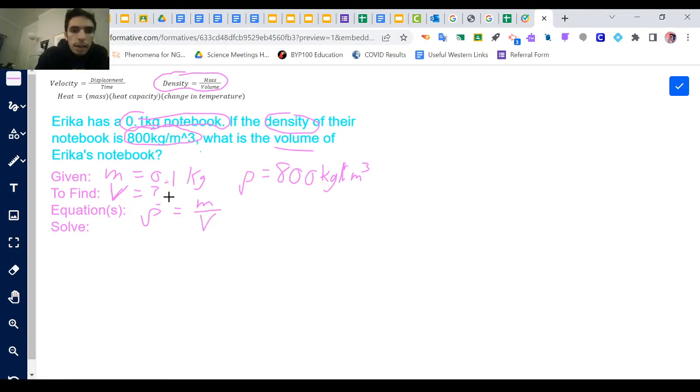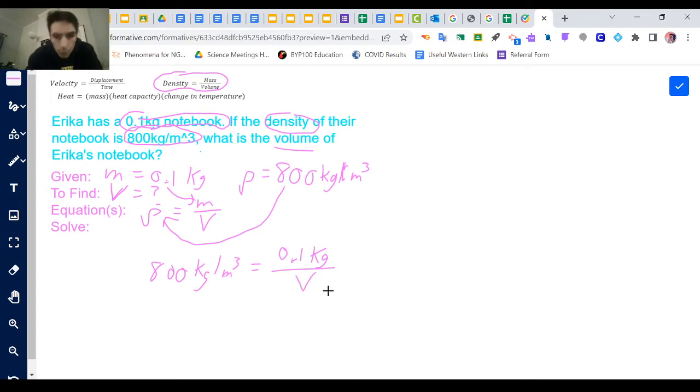Okay, so we have our equation. Now we're just going to plug in our given information where we see it being used in the equation. So we're going to plug our density in there. So now it's 800 kilogram per meter cubed is equal to 0.1 kilograms over whatever V the volume is.